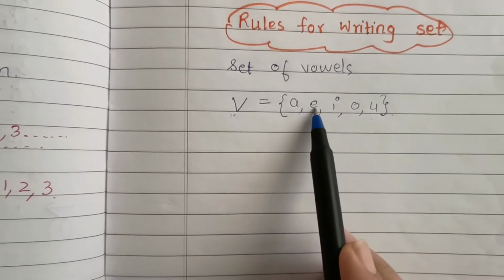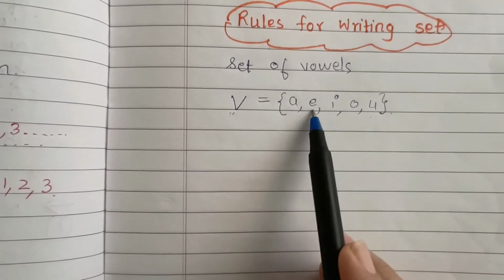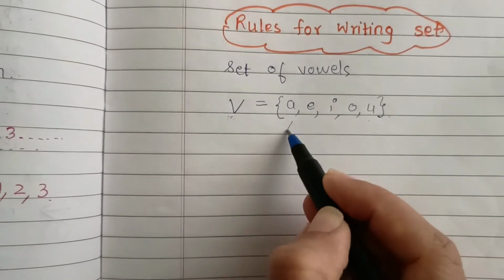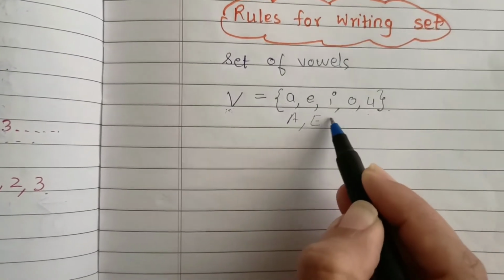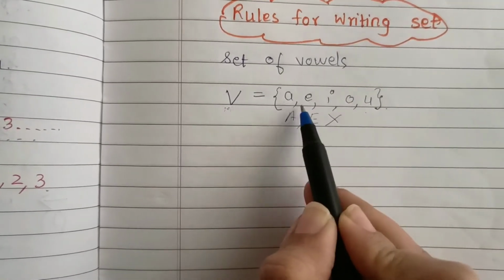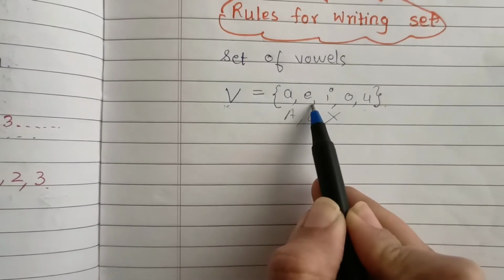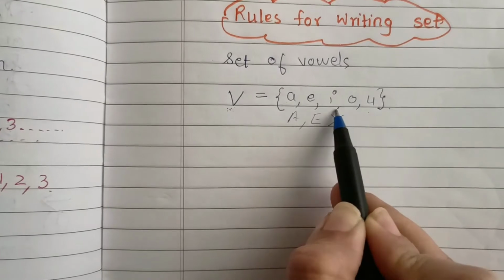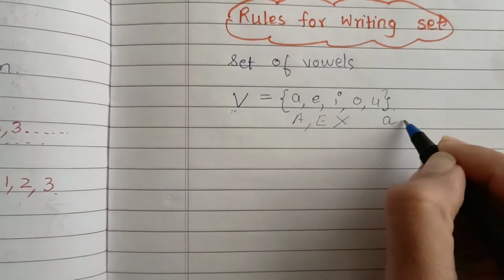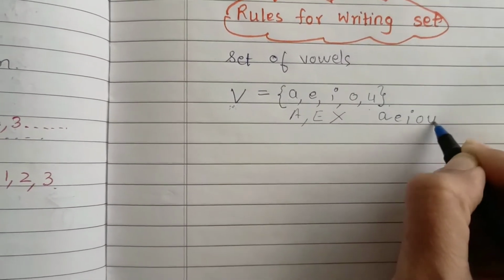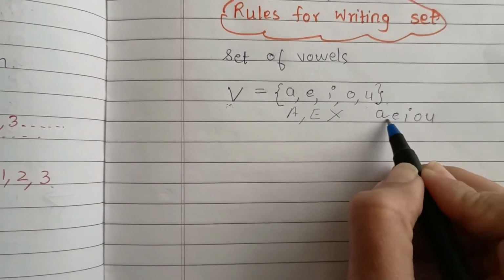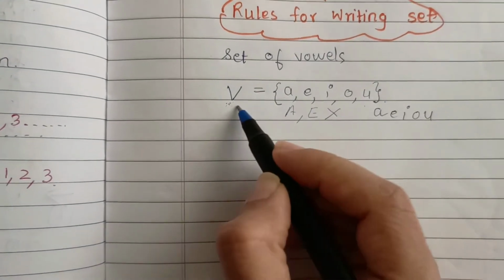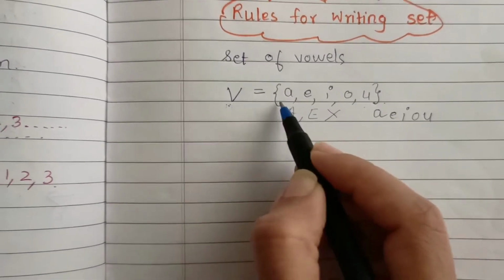Third rule: whenever you write down the elements, they are always shown using small letters. We cannot write capital A, capital E over here, so this is incorrect. Always represent the elements of the set using small letters. And these elements are always separated by commas. You cannot write them continuously like this: A, E, I, O, U. So always remember you are going to separate these elements with the help of commas. So this is basically a general rule for writing a set.